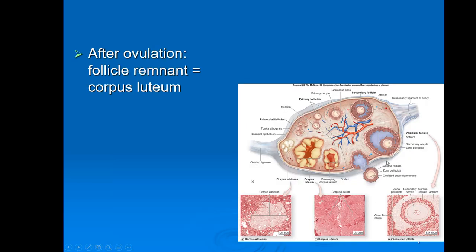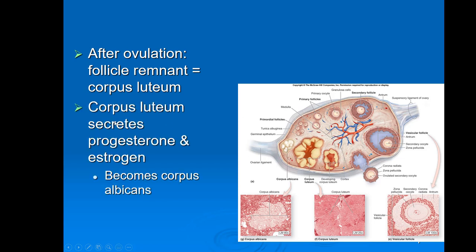After ovulation, once that secondary oocyte is released, the rest of the follicle remains in the ovary, and it's going to turn into something called the corpus luteum. The corpus luteum is important because it secretes hormones. It secretes both progesterone and estrogen, but progesterone is really important in this stage of the cycle. The corpus luteum won't hang around forever; it will eventually shrivel up and break down into what we call the corpus albicans.